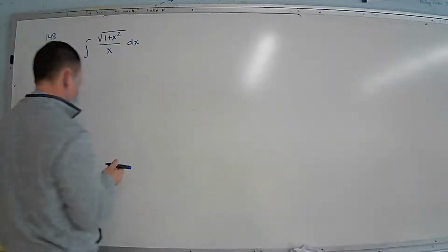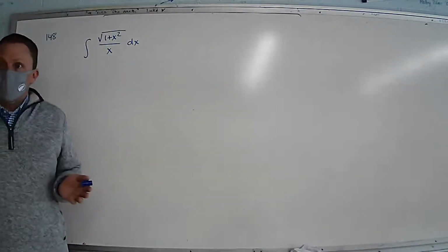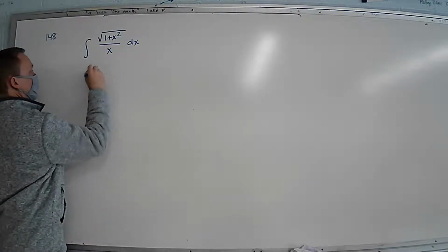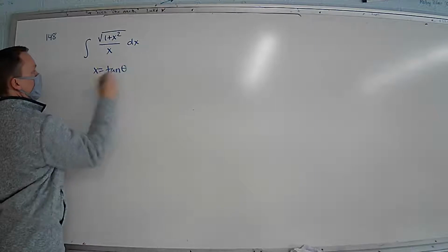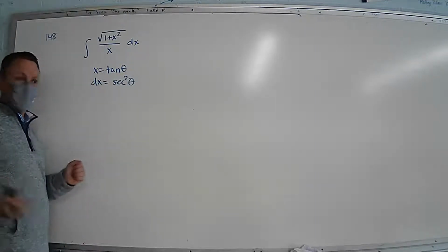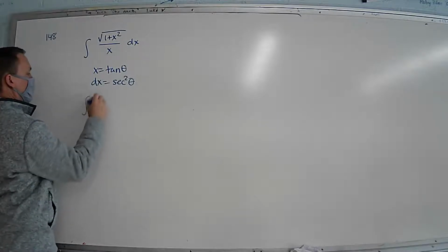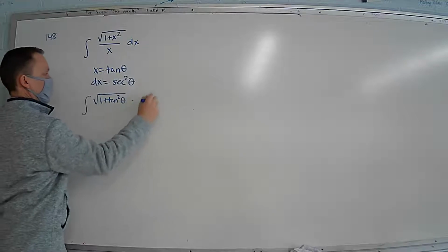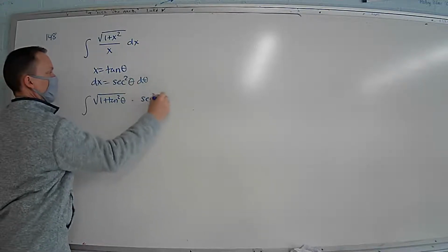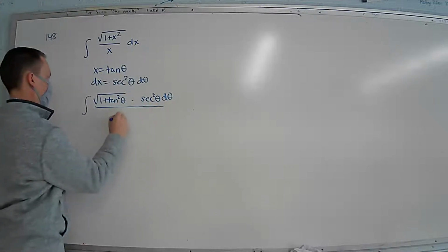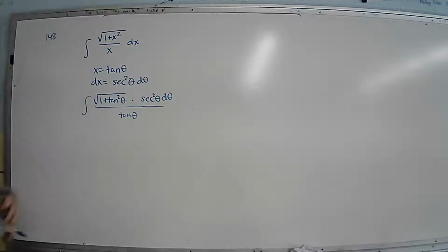So, what's the substitution here? It's a tangent, right? So x equals tangent theta. dx is secant squared theta, right? So now we have square root of 1 plus tangent squared theta, secant squared theta, d theta, over tangent theta. Yeah? So everybody good there so far?